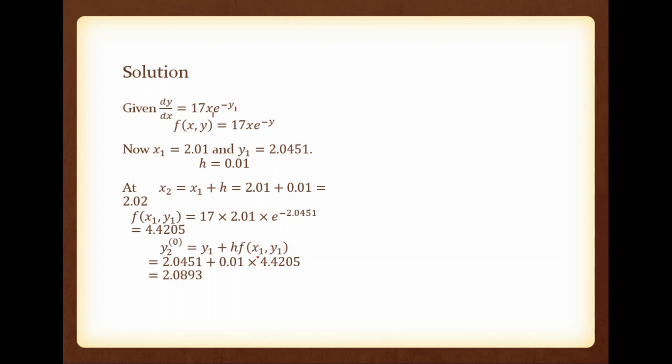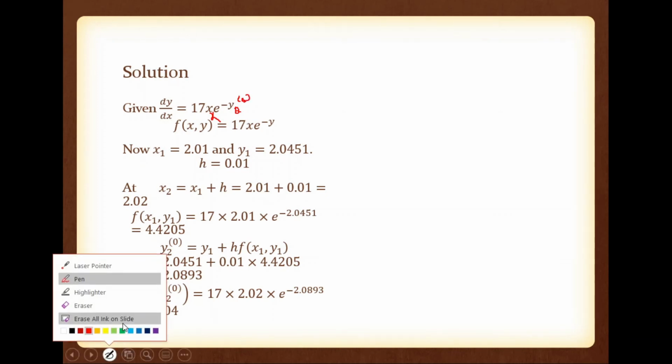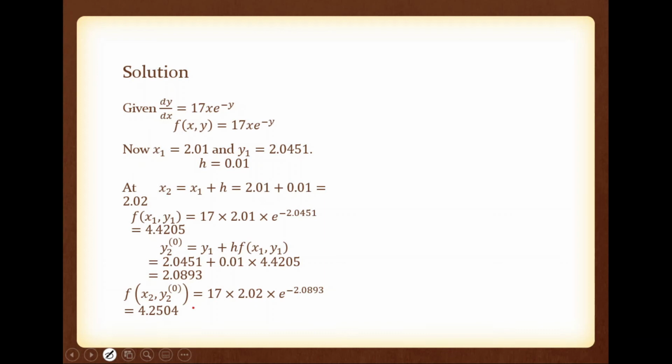So what is f of x2 comma y2 of 0? f of x2 comma y2 of 0 is equal to 17 into what is x2? 2.02 into what is y2 of 0? y2 of 0 is 2.0893. So we have e raised to minus y2, right? So that is e raised to minus 2.0893. This term will become x2 and this term will become y2 of 0. Is it okay? So f of x2 comma y2 of 0 is equal to 4.2504.